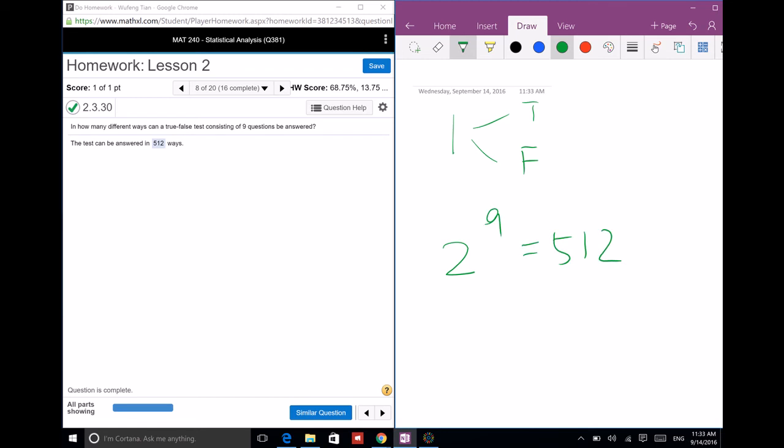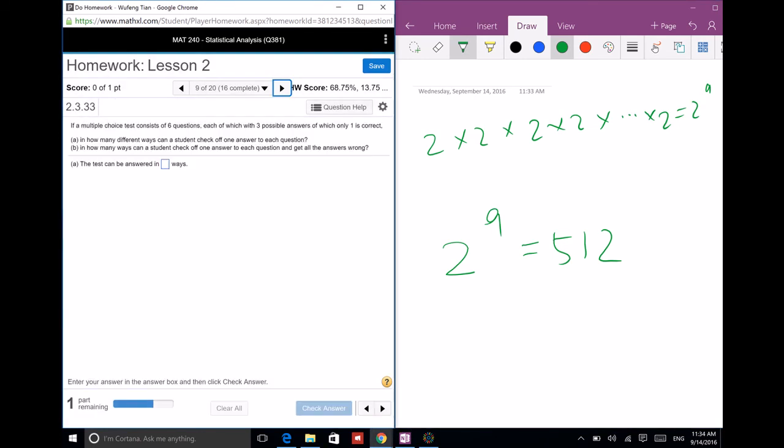It's because it's continuous. The first one can be true or false, and then the next can be true or false, and then the next, and the next. So it's going to be 2 to the power 9. For each one you have 2 ways. So basically it's 2 times 2 times 2 times 2 times 2. You have 9 2's multiplied together, which is 2 to the power 9. Okay.